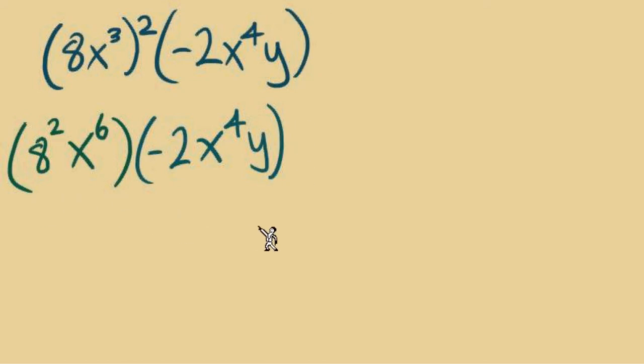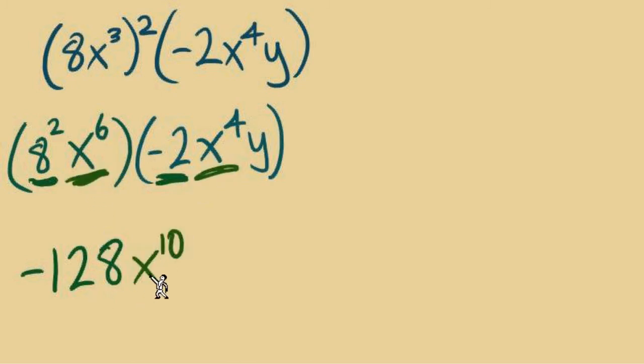And now we are back to that situation where we can multiply our numbers together and begin to put these variables together. No more exponents outside parentheses. Okay? 8 to the power of 2 is 64, and then the 64 times negative 2 is negative 128. We can put together x to the 6th with x to the 4th, x to the 10th. And finally, we have just the 1 y that we'll bring down. And there's our answer.